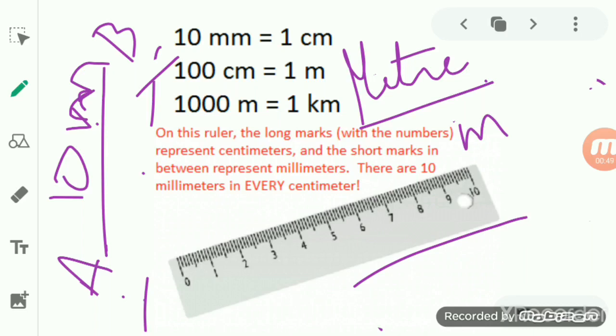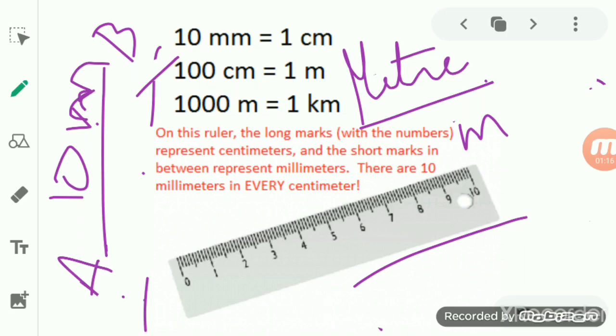So there are some objects which have a large length, and some small lengths are also there. First of all, if we look at the small length, to measure a small length, like the length of a pencil or the length of an eraser, we use a smaller unit of length.